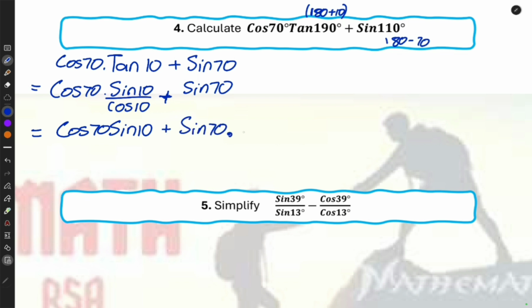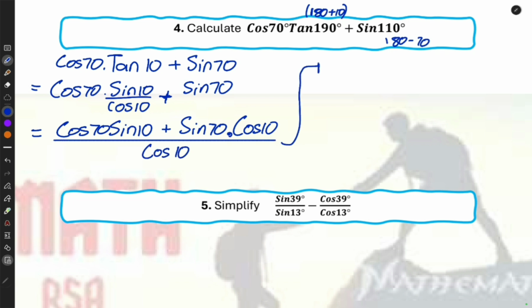I'm multiplying this right-hand side by cos 10 so that I can put everything over cos 10. Okay, I'm just going to move to the other side so I don't run out of space. So the top, I can see that is cos sine, sine cos. So I can just flip both sides, so it's in the sine compound formula. But because it's sine and it's a plus, it doesn't really matter. So I can just say this is going to be sine (70 plus 10).